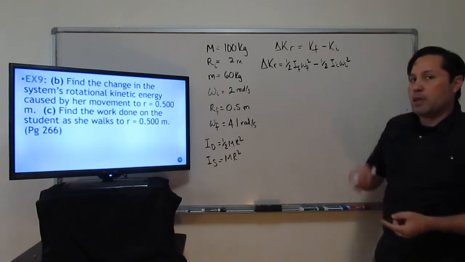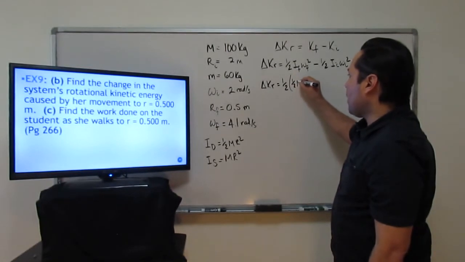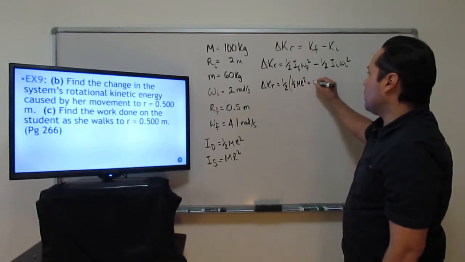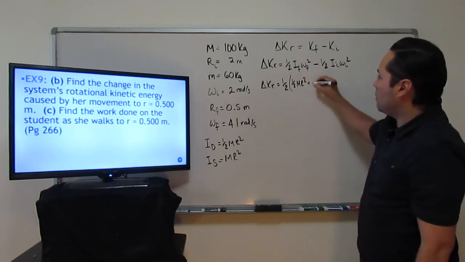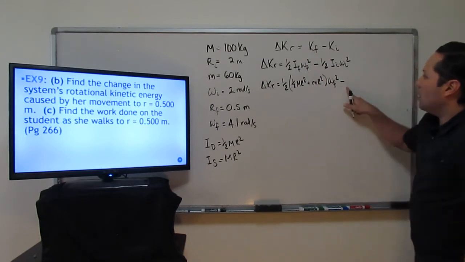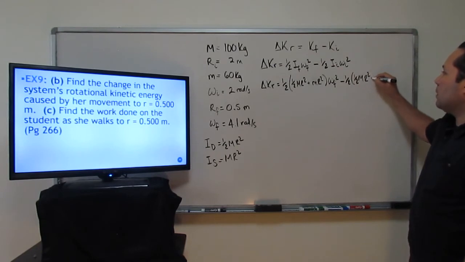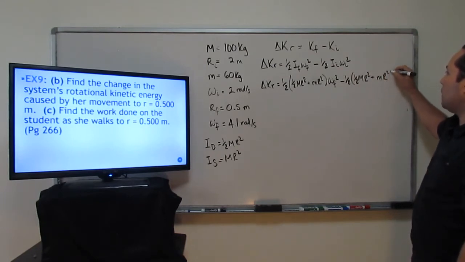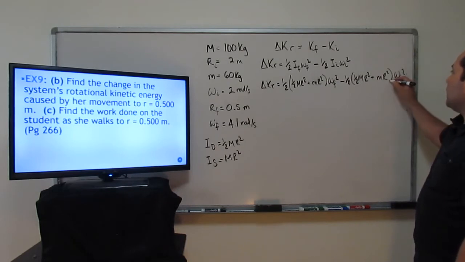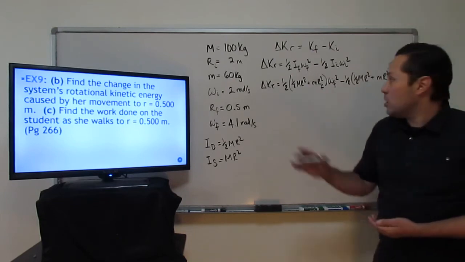Now for the inertia, remember that there are two objects, the disk and the student. So let's flesh out the formula a little bit more. It's going to be 1/2, and we'll put in parentheses, the disk first, 1/2 mr squared, plus the student, lowercase m r squared, multiplied times the angular speed squared, minus 1/2, here's the disk, mr squared, plus the student, mr squared, times the angular speed initial. That is her initial radius and final radius, and the radius of the disk remains unchanged. So that will be our setup.